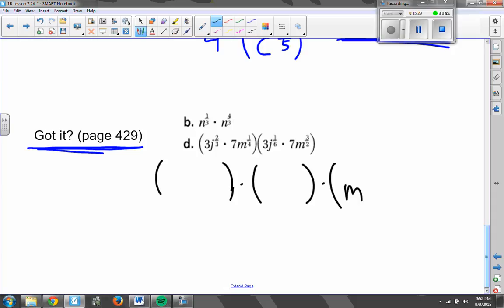Whoops. Well, there you go. There's some M's for you. I'll even tell you that one's going to be m to the 1/4 power. And I'll even tell you this one's going to be j to the 2/3 power. Okay? I've helped get you started on letter D, but I want you to finish letter D, do letter B very quickly, and then you should be ready to start practicing yourself on that practice problem setting class tomorrow.